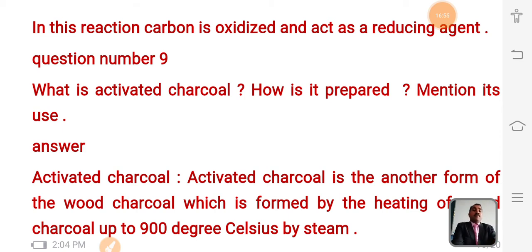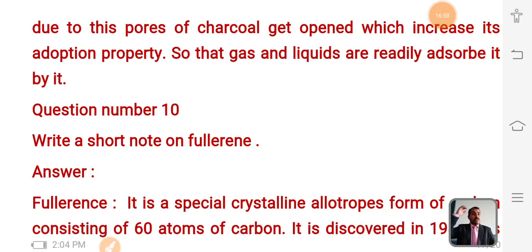Activated charcoal means it will be very active and show more adsorption because its pores become larger. Same thing I have written here. The pores of the charcoal get opened, which increases its adsorption property, so the wood charcoal heated up to 900 degrees Celsius acts as activated charcoal, so that gases and liquids are readily adsorbed by the activated charcoal.